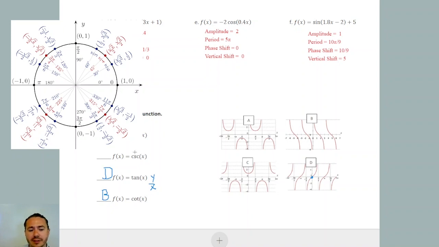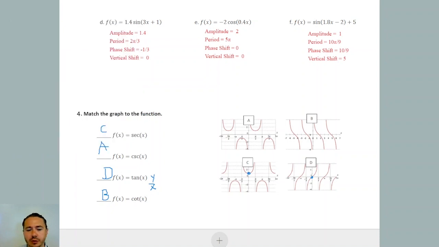So that means that secant should have a y-intercept of 1. And we can see that that's this one right here. So this is going to be C. And then the last one must be A. Let's get rid of that unit circle so you can actually see those answers.